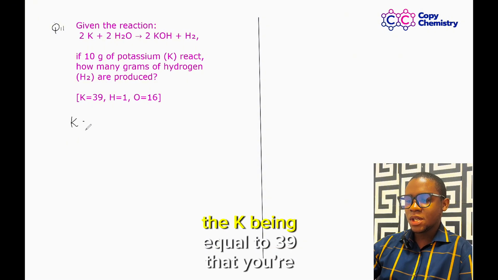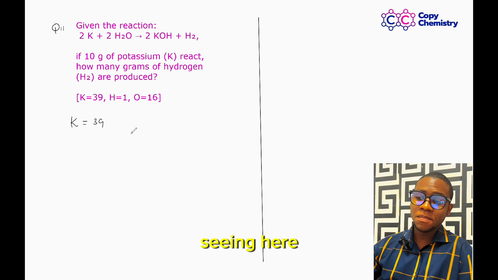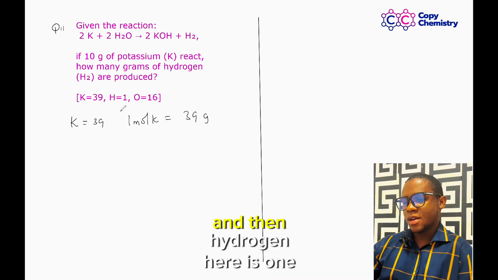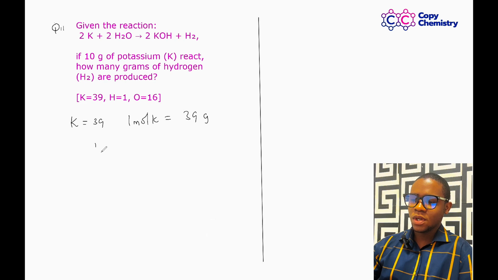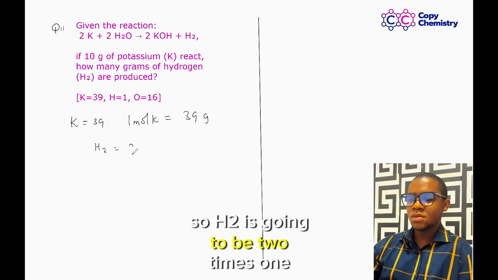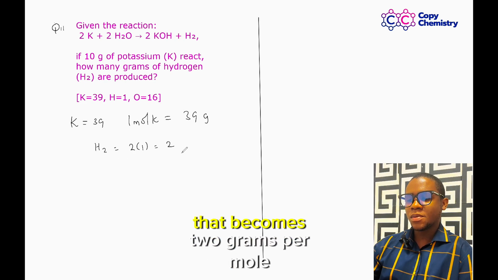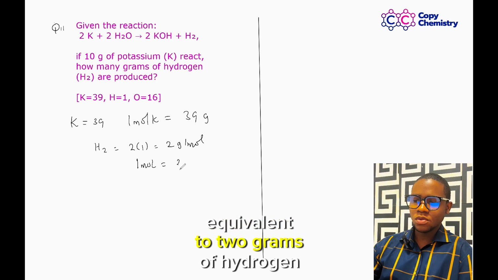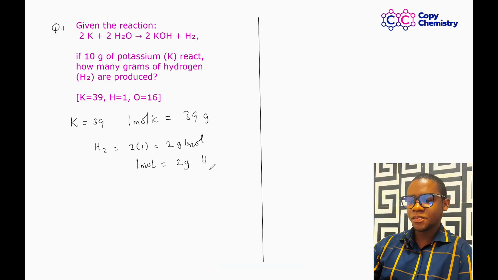The K being equal to 39 that you're seeing here means 1 mole of K is equal to 39 grams, okay? And then hydrogen here is 1, and we're dealing with H2. For H2 it's going to be 2 times 1, that becomes 2 grams per mole, and that means 1 mole is equivalent to 2 grams of hydrogen.